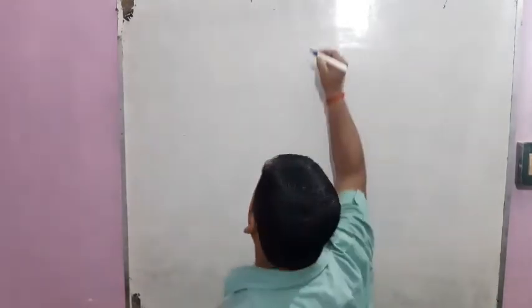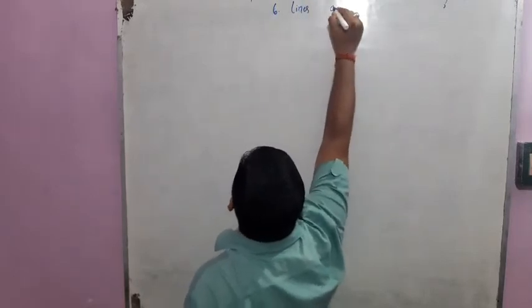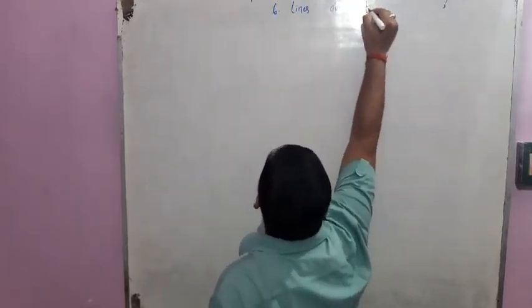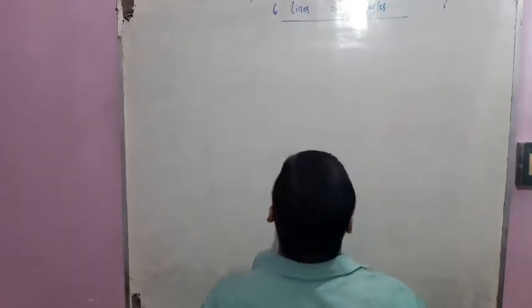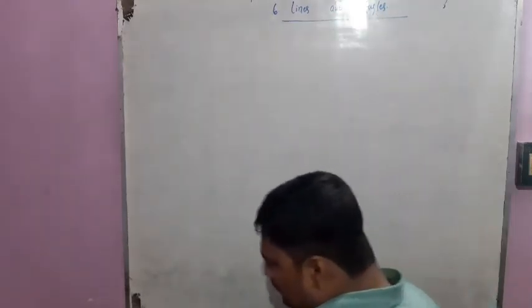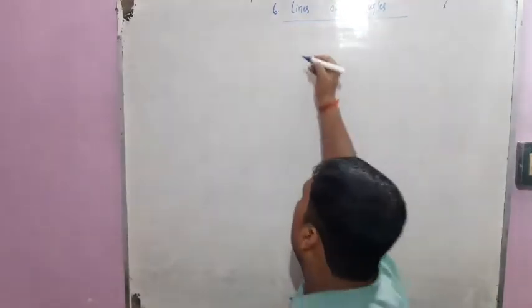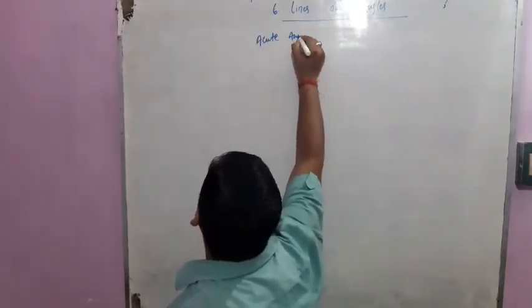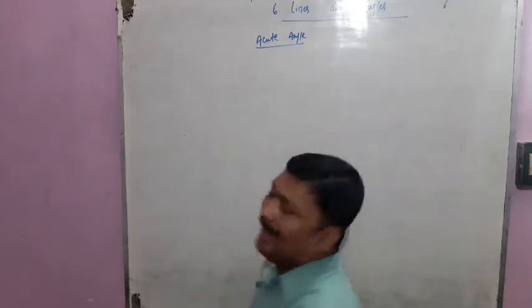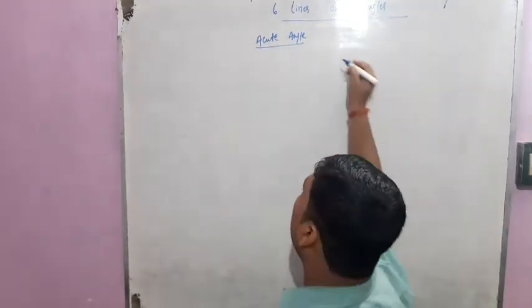We will start a new lesson here, lines and angles. Okay students, now look here. In this chapter we have to study about the different types of angles. Some of the angles are acute angle. What is acute angle? Angles that are less than 90 degrees are known as acute angles.